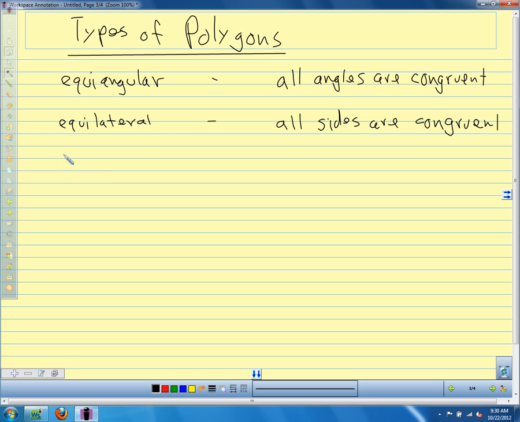And then we have regular. What would you guess regular means? That they have both of those things. Yes, all angles and all sides congruent.